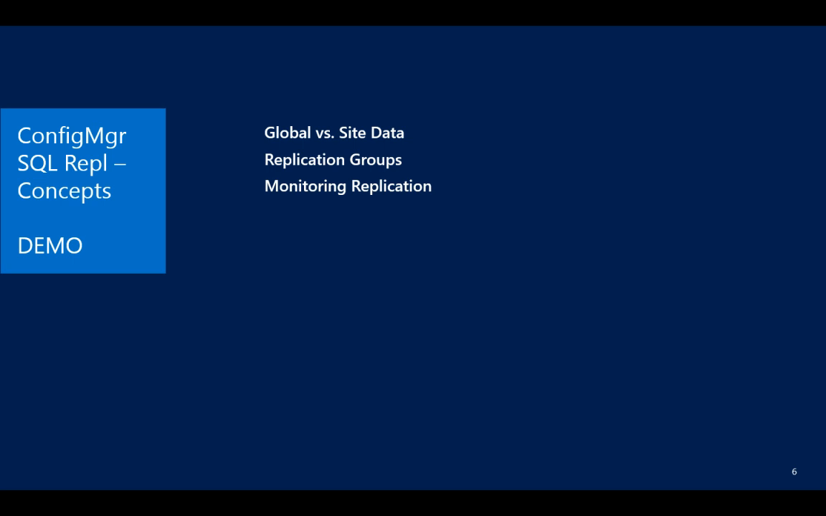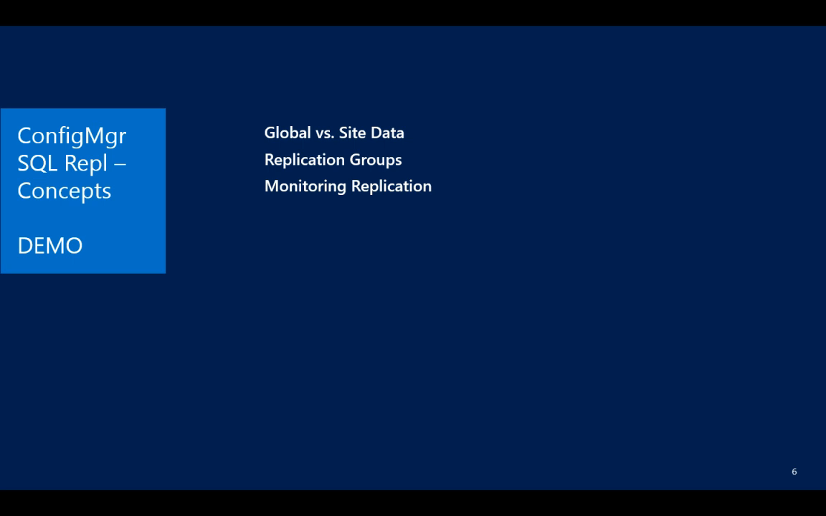Global data is that data from the database that needs to be present on every site server in the hierarchy. Site data is that data that does not replicate to every site server in the hierarchy. All it does is replicate to the CAS. So if you have a primary site server, there's a certain subset of data there that will only be present at that primary site server and the CAS. The CAS has everything. But for site data, not every primary shares that data. Again, examples of that as we go along.